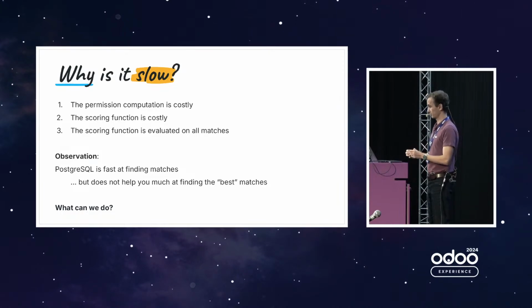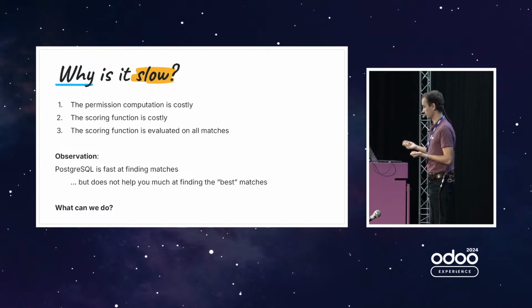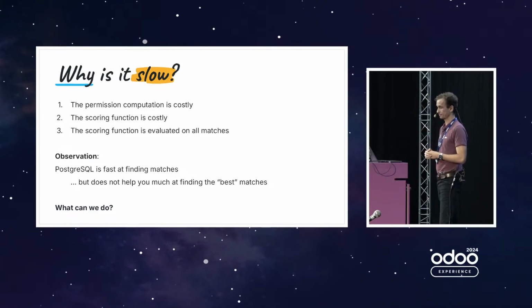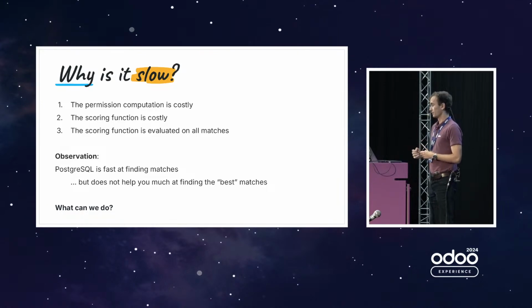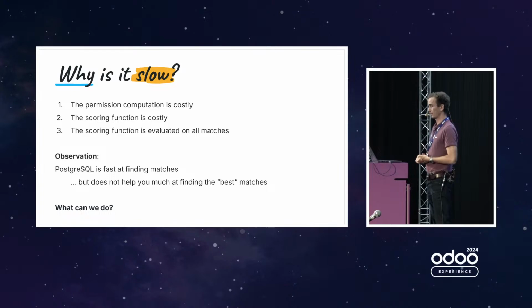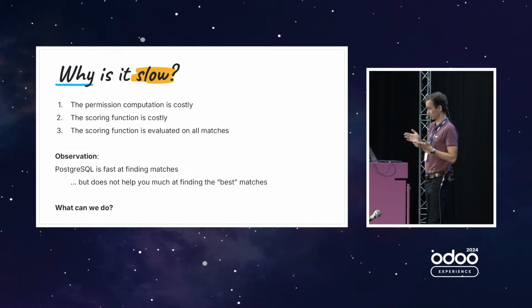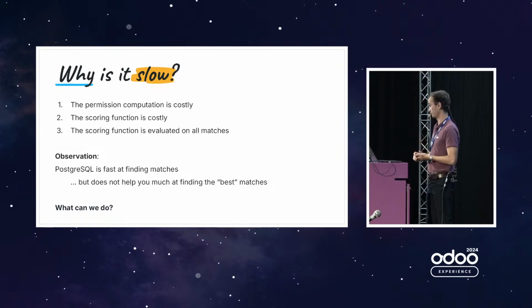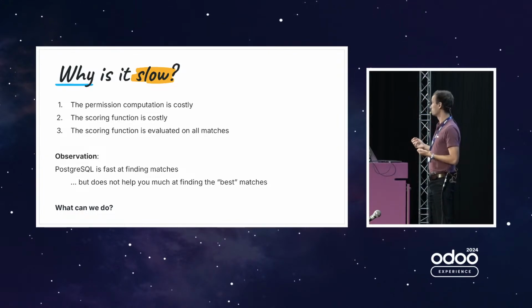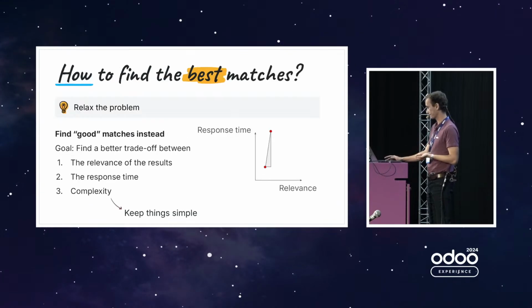The other aspect is that the scoring function we use to measure the relevance of the article is also really costly, and the scoring function also has to be evaluated on all matches. And I did a few observations, and I noticed that PostgreSQL is actually really fast at finding matches, but it doesn't help you much at finding the best match. But what can we do?